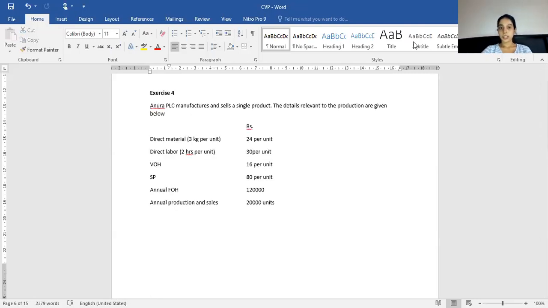Okay, now let's have a look at exercise number 4. Anura PLC manufactures and sells a single product. The details relevant to the production are given below. Direct material 3 kilograms per unit, 25 per unit. Direct labor 2 hours per unit, 30 per unit. Variable overhead 16 per unit. Selling price 80 per unit. Annual fixed overhead 120,000. Annual production and sales 20,000 units.